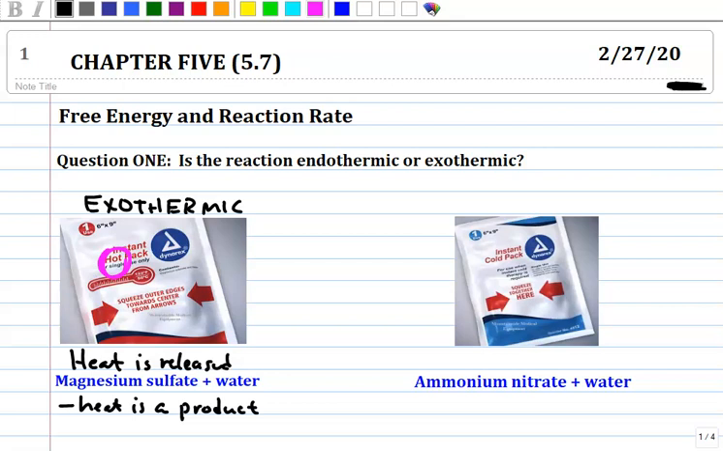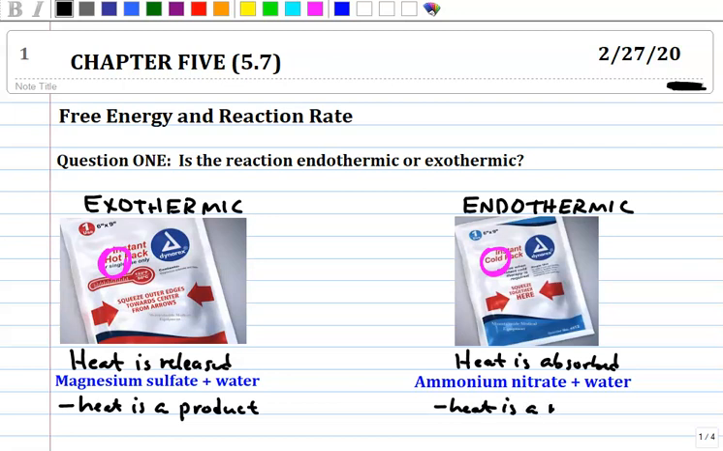On the other hand, if you have a cold pack, when you squeeze together the contents, mix them together, ammonium nitrate and water, it is said to be an endothermic reaction. Heat is absorbed. And in this case, heat is a reactant.